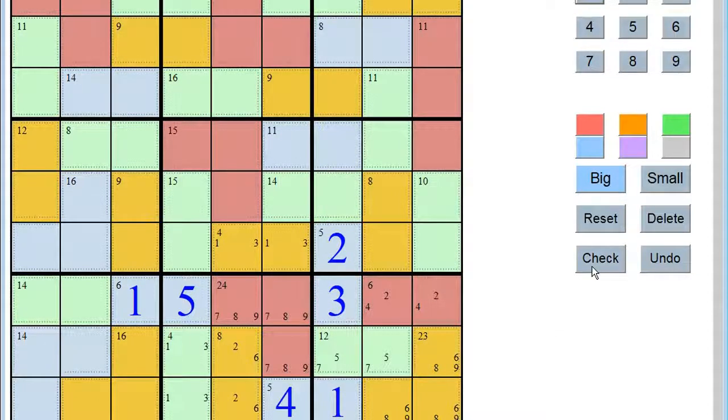Now let's see if we're correct. Yes, no incorrect entry so far. And so that's how to get started with Killer Sudoku.